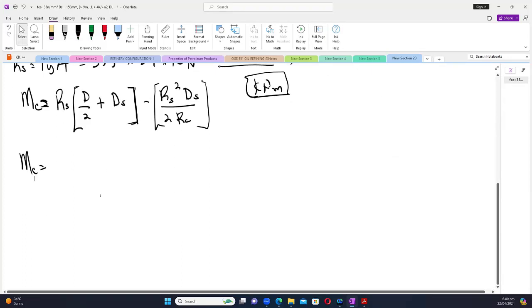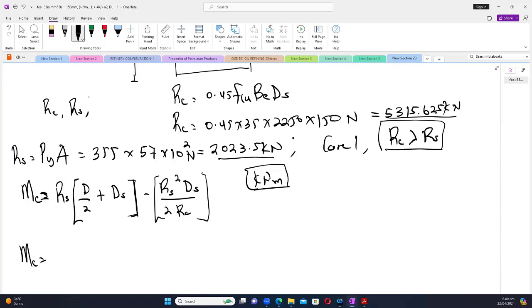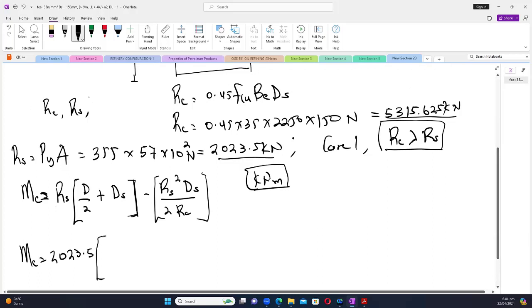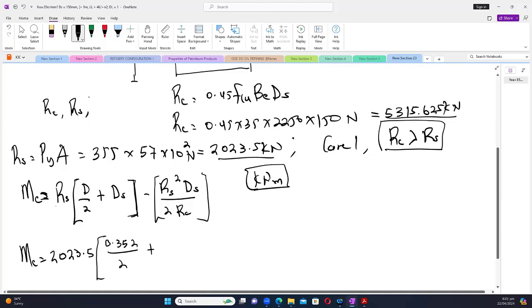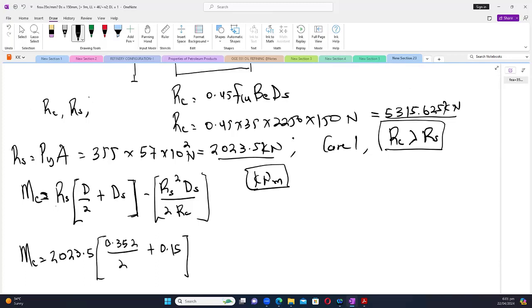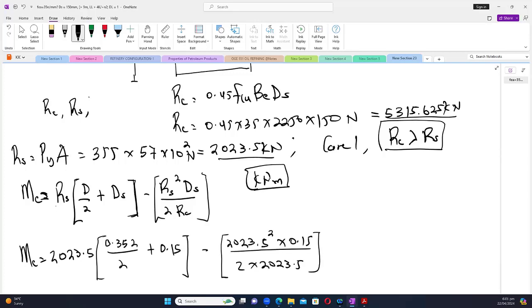Anyway, they'll be fine. But MC is RS, what is RS? RS is 2023.5. Then D was 352, so we convert it to meters. So that would be 0.352 over 2. And DS was 150, so we convert it to meters, 0.15, minus RS, which was 2023.5, squared. DS is 0.15. 2 times RC is 2023.5. Please, am I right with what I've written?